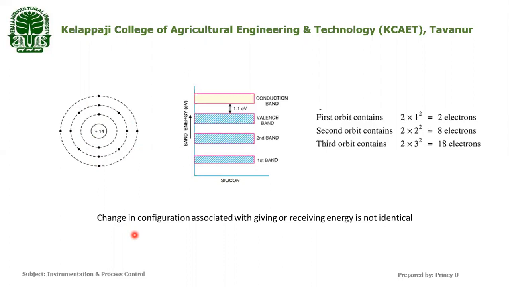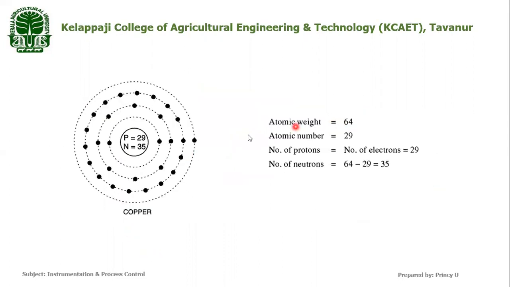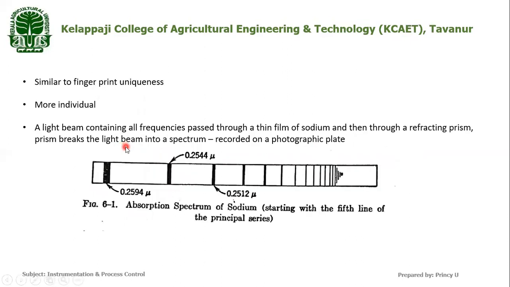The atomic number of an element is determined by the total number of electrons. Here is another example, copper. The atomic weight is 64, which is obtained from the total number of protons and neutrons. The number of protons is the same as the number of electrons. So the atomic weight is determined by the uniqueness of the nucleus. The atomic number of the element is determined by the total number of electrons surrounding the nucleus, and therefore by the nuclear charge.